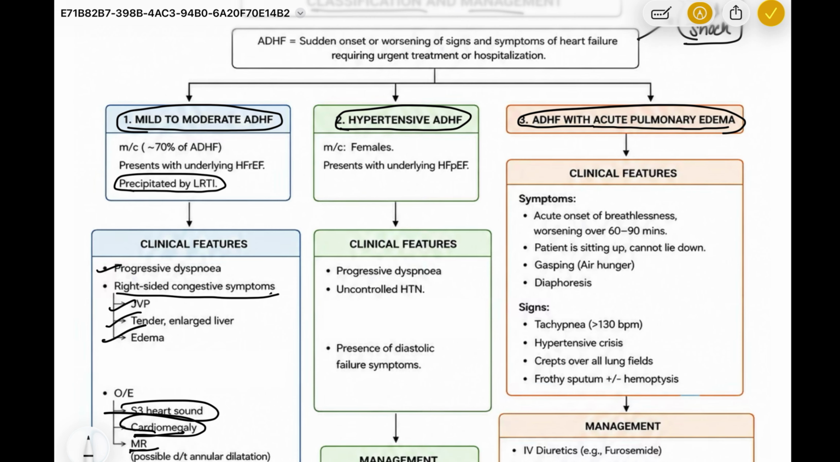Now hypertensive ADHF is very important in terms of the exam as well. The hypertensive ADHF mostly presents with underlying heart failure with preserved ejection fraction. What exactly happens in this condition is there is a sudden hypertension which leads to increased afterload. Since there is a pre-existing heart disease, and the heart is exposed to a sudden increase in afterload, there is a worsening of heart failure, right? So it is a progressive dyspnea associated with uncontrolled hypertension, and this failure is usually due to diastolic failure symptoms.